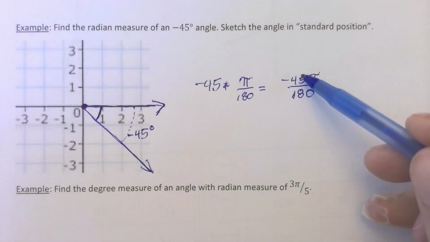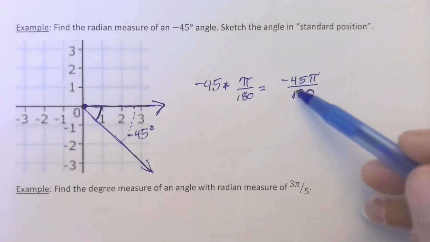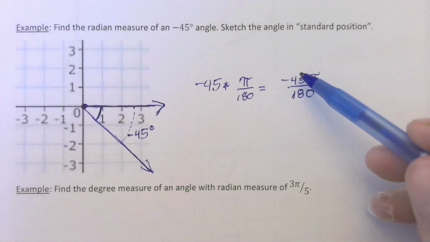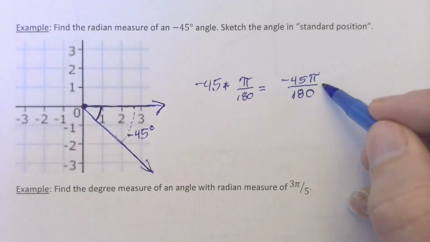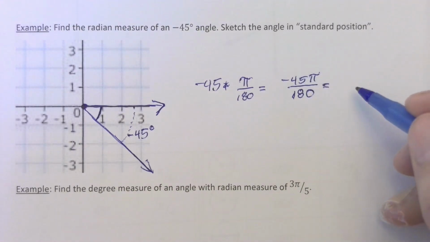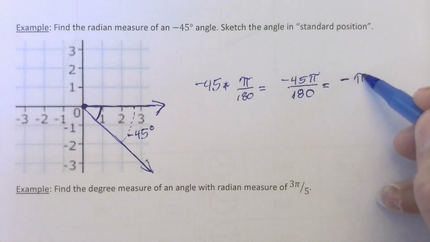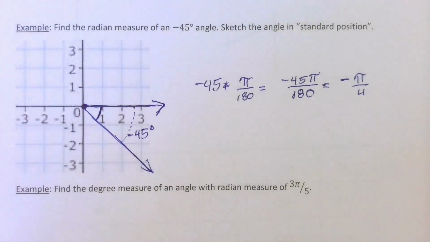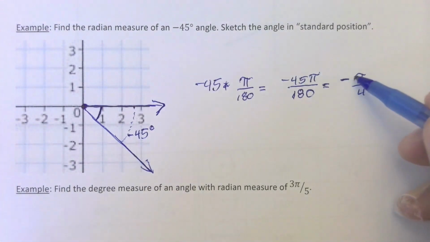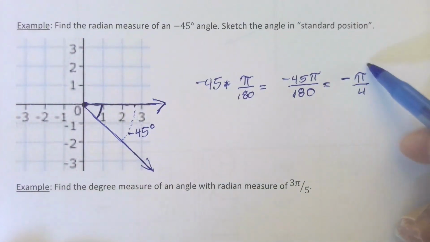There are 4 of these in there. In other words, 45 times 4 is 180. So this is going to reduce to 1/4. And I'm going to end up getting negative pi over 4. You could write negative 1 pi over 4. That's not wrong. That's my answer.